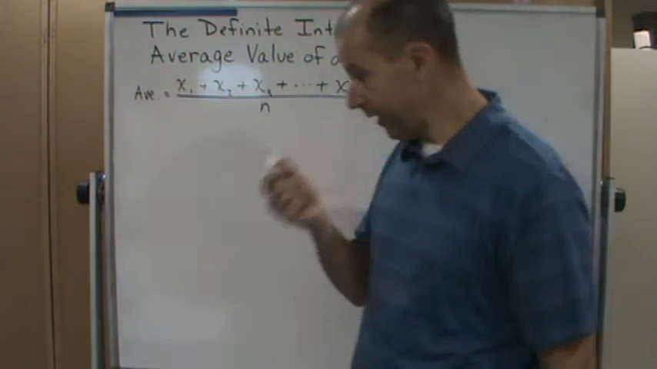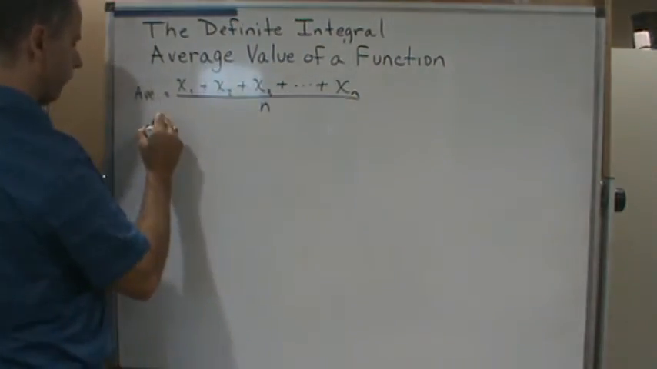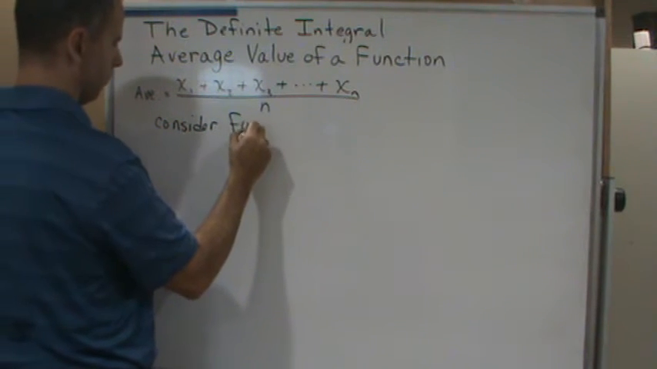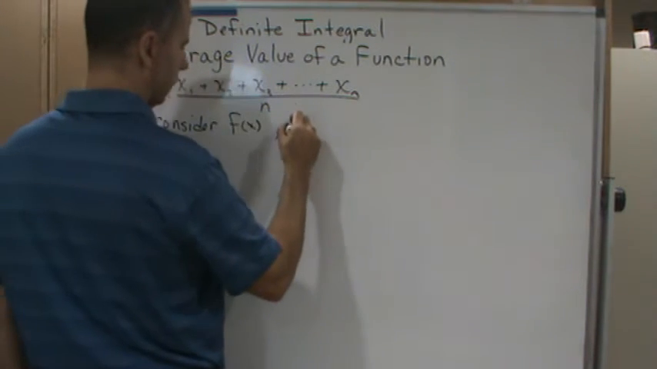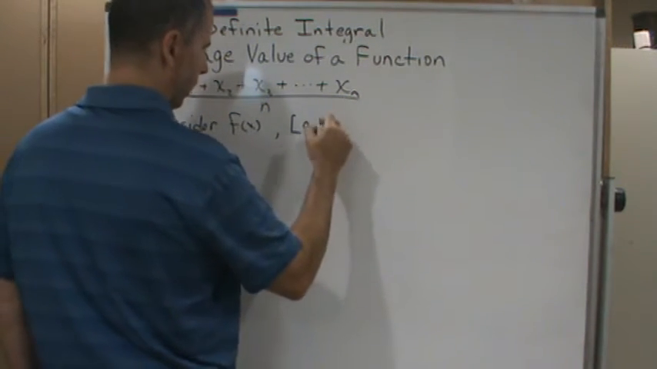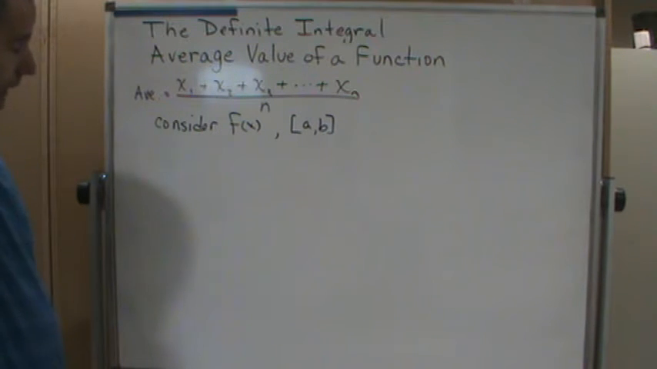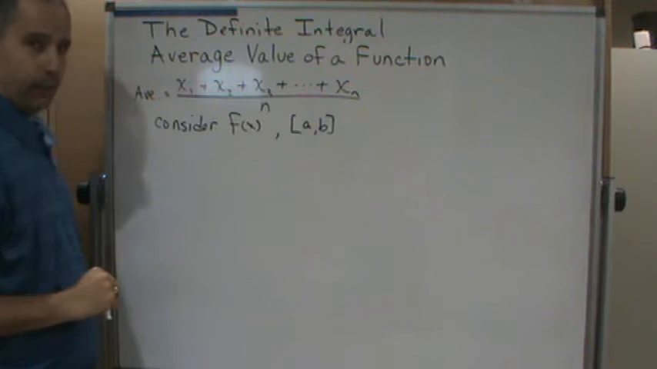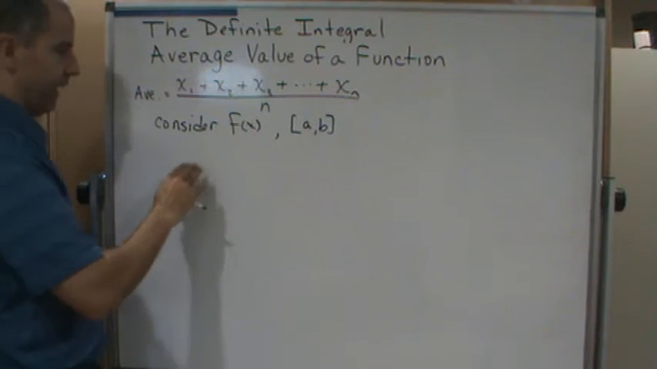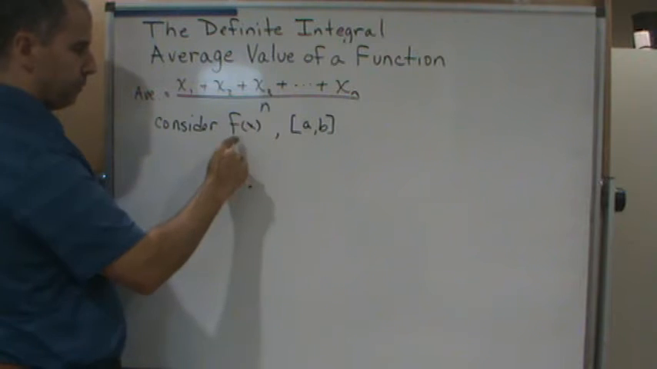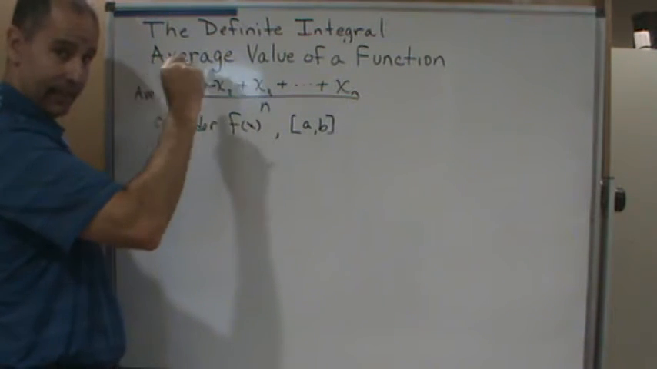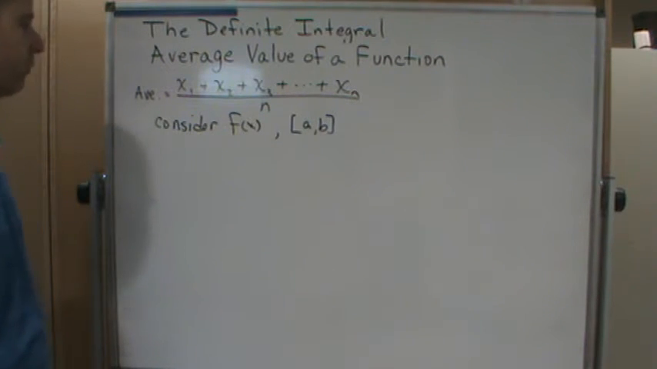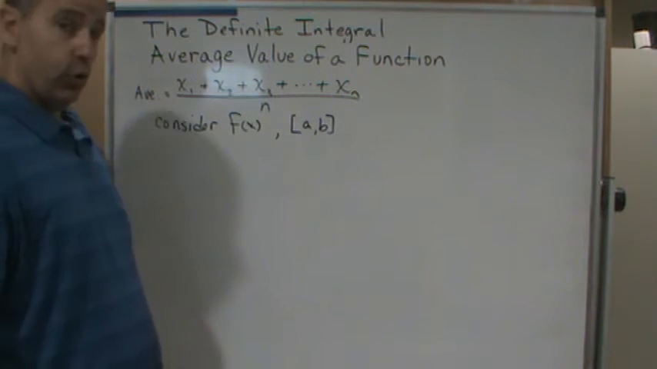So let's take a function though. So let's consider f of x over a closed interval a, b. So what we could do is, well, here's the thing, we can't do it this way because there's an infinite number of x values that we could plug into here to get the height, right? So we can't do it this way. So why don't we do this?